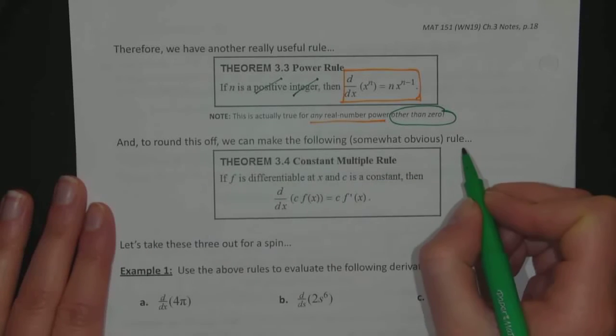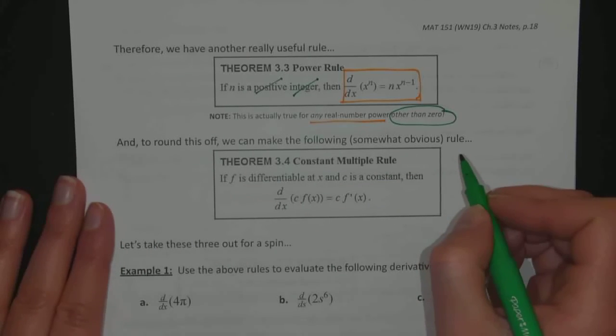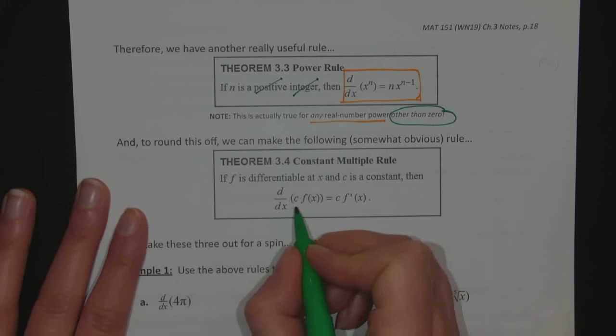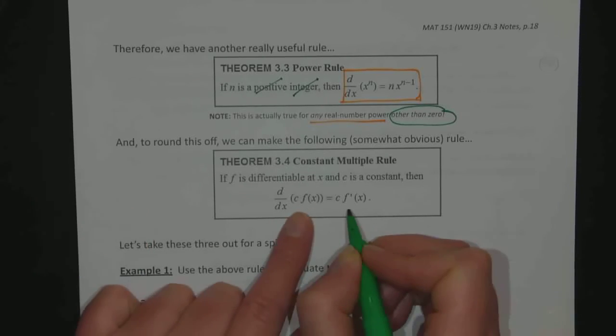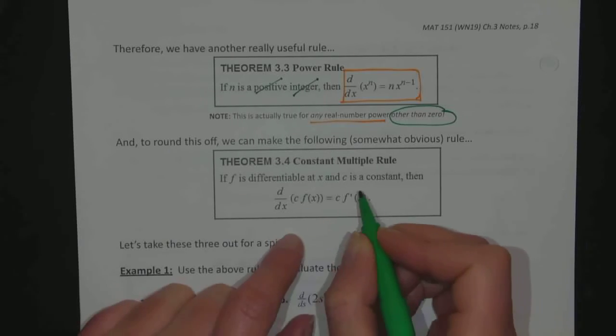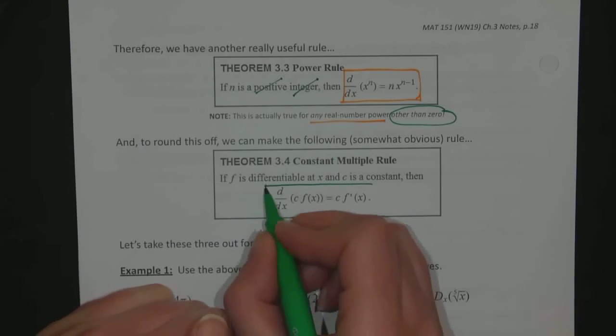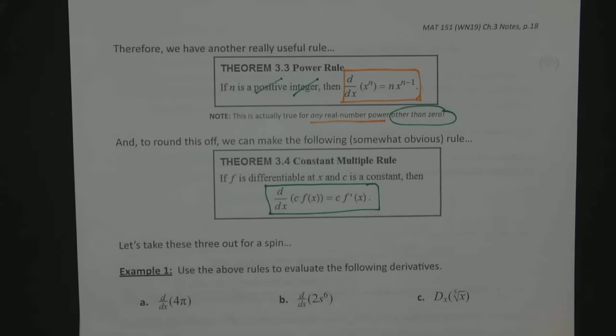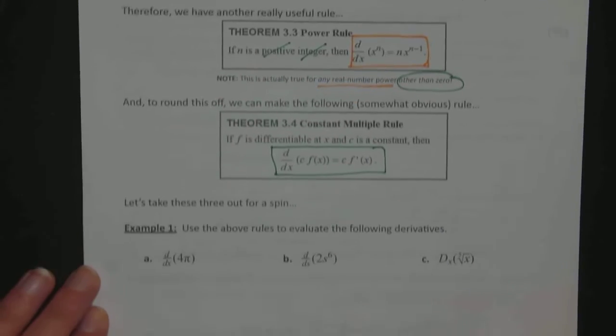All right, so to round this off and make another somewhat obvious rule, if you have a constant times a function, you can factor that constant out, and the derivative is going to be that constant times whatever the derivative of the function would be. So that's the constant multiple rule. Now we're going to use some of these rules in some practice here.